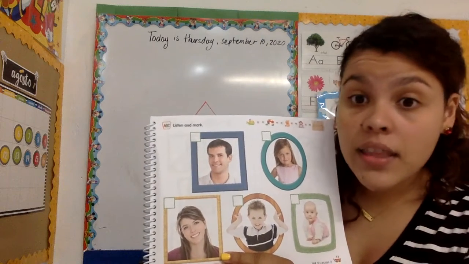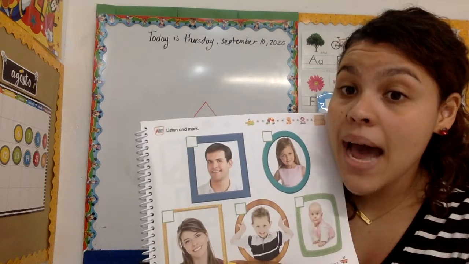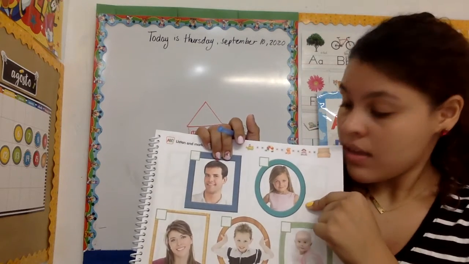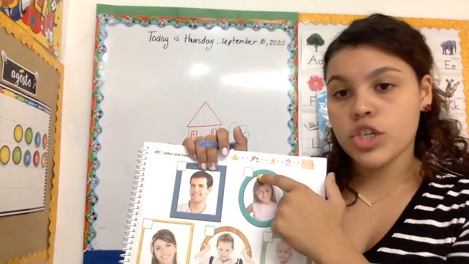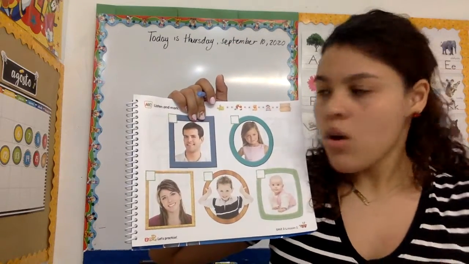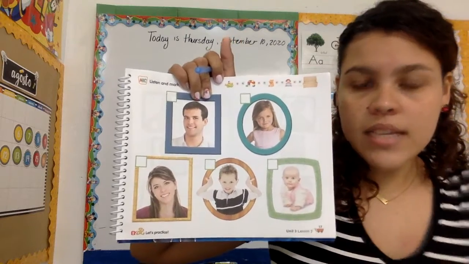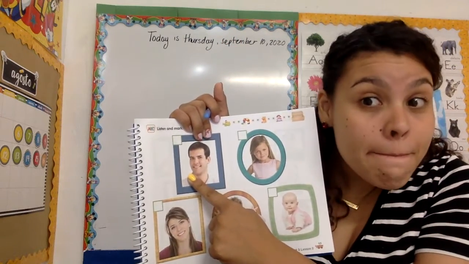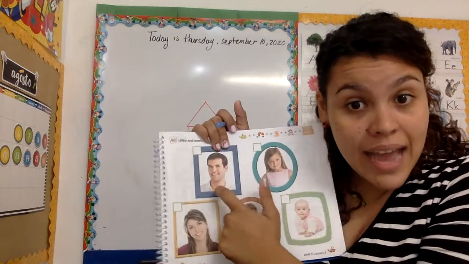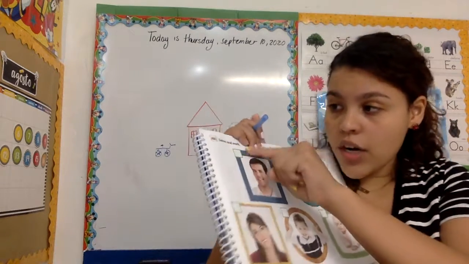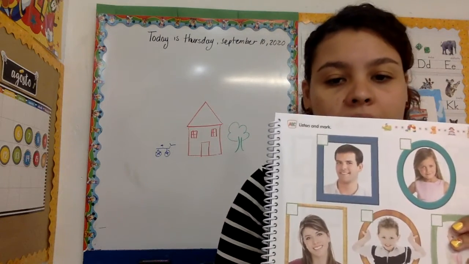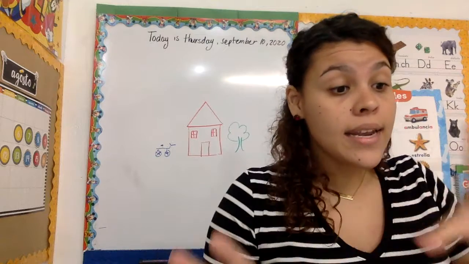Now, let's find the sister. Vamos a encontrar a la hermana, sister, hermana. Sister, is she a sister? Good job, you're going to mark that you found the sister. Now, who's left? ¿Quién queda? Is he a baby? ¿Él es un baby? ¿Un bebé? Is he daddy? ¿Él es papi? ¿Daddy? ¿Papi? Yes. So, you're going to mark in here that we just found daddy.